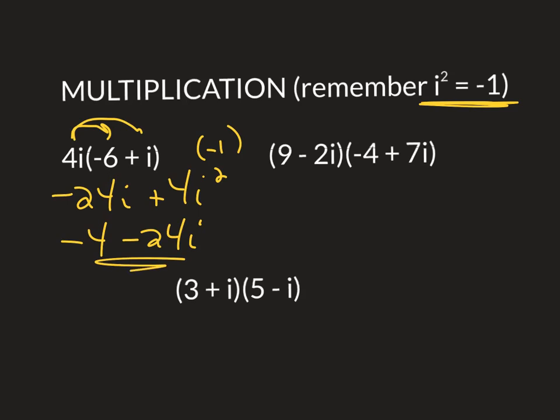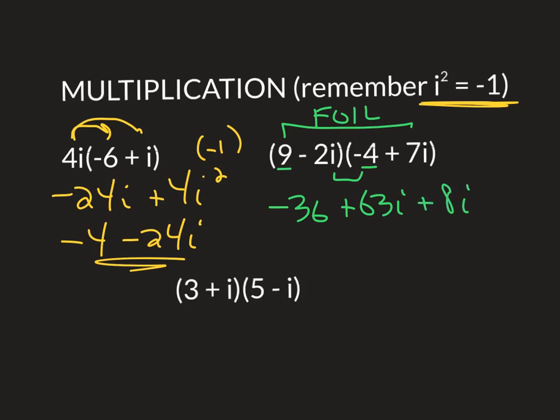All right, the second one, even though we haven't done this this year, you've done this method a lot. This is the FOIL method. It's two binomials here, so I'm about to do FOIL. F stands for first, so I'm doing the 9 times a -4. That's -36. I'm going outer, which are those two, which would be 63i. I'm going inner, which are those two, which would be positive 8i. Then I'm going last, which are these two, which would be -14i squared.